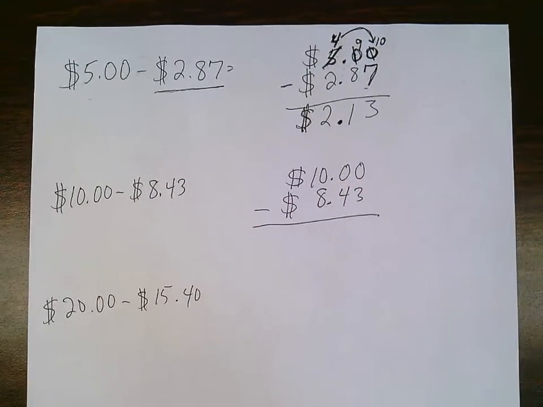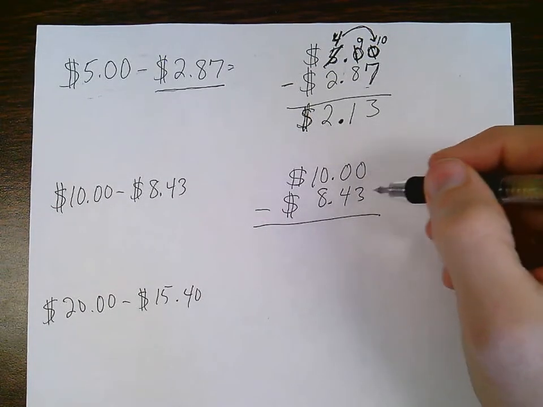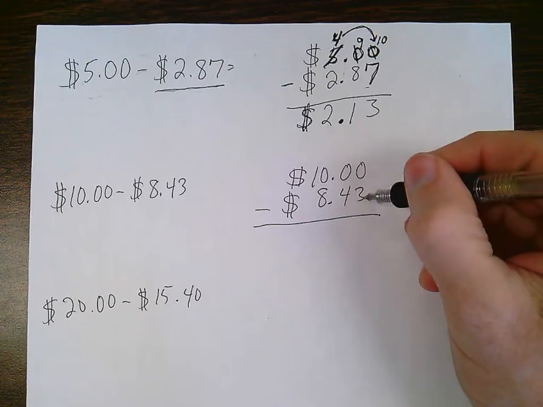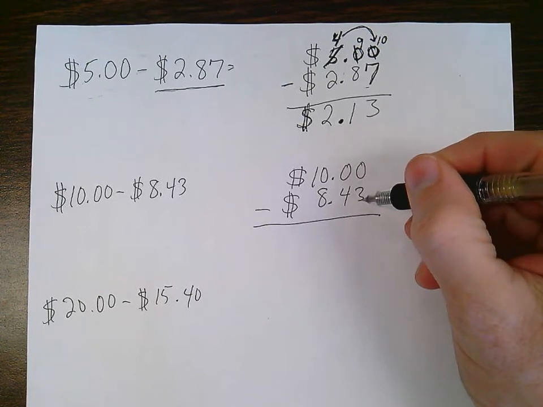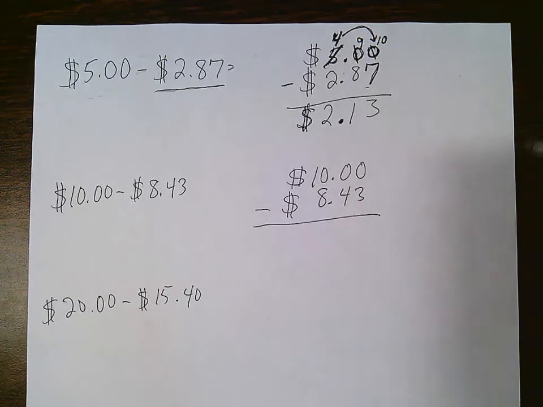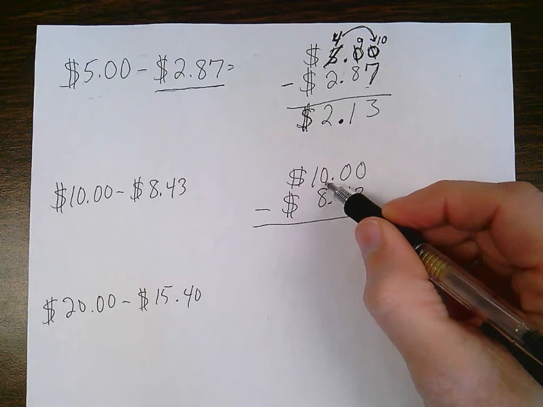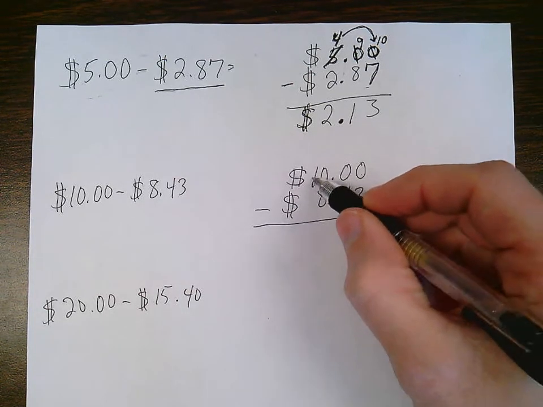So once again, I always start out at the right hand side, and I always ask myself the question, can I do it? 0 minus 3 I cannot do because the bottom number is larger. So I need to borrow. I go to my neighbors to borrow. This neighbor doesn't have anything to give, so I go to the next neighbor. This neighbor doesn't have anything to give, so I need to go all the way to the next neighbor.